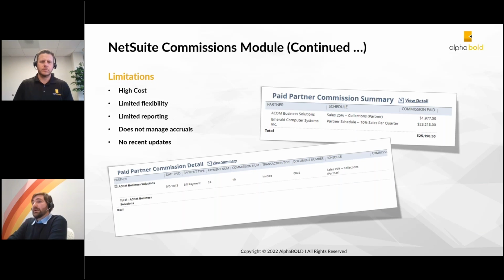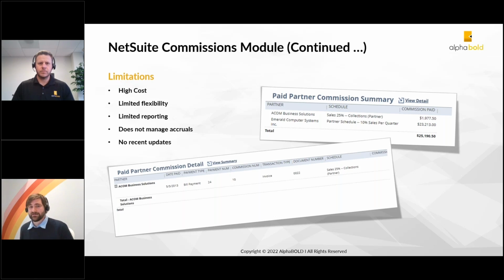So next, now we'll focus a little bit on the limitations. Not everything is perfect. So I will walk you through the limitations. The first limitation is the high cost. There's a monthly cost of $600 for this module. So if you have rudimentary needs, it may be a little bit too expensive to run this module.